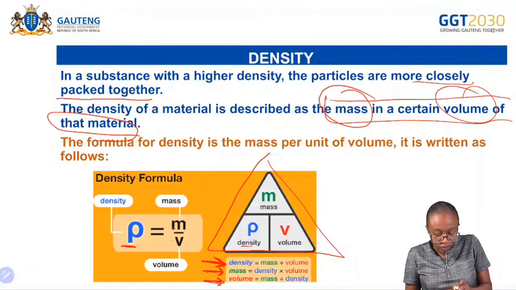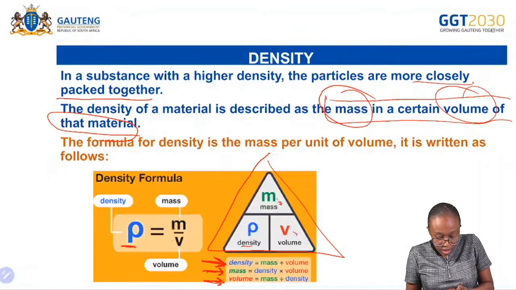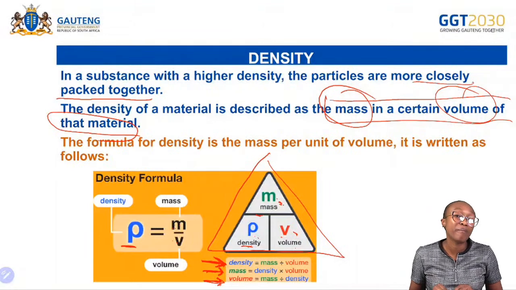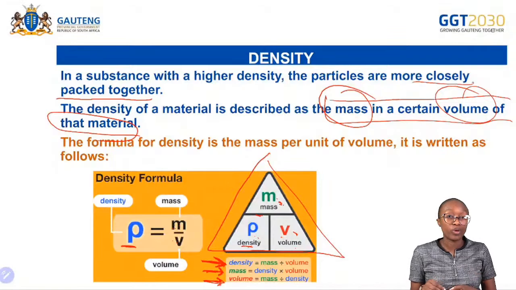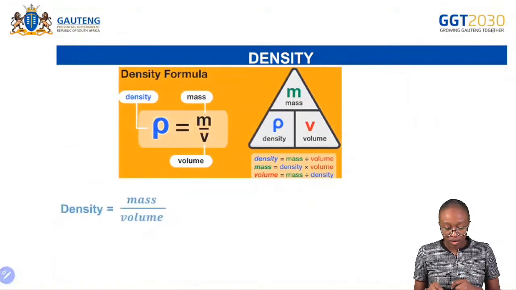Density is mass divided by volume. Mass, because these two are side by side, we are going to multiply them. So mass is equal to density times volume. And then volume is equal to mass divided by density. So you use that triangle to remember how to calculate density, mass, and volume when we are working with these figures.